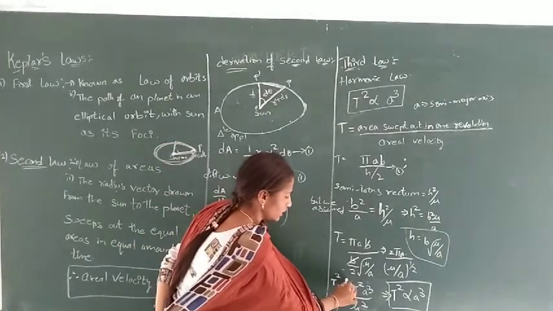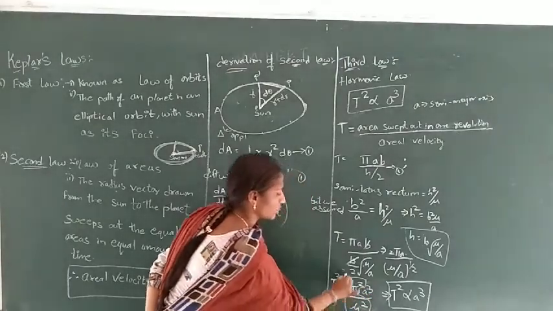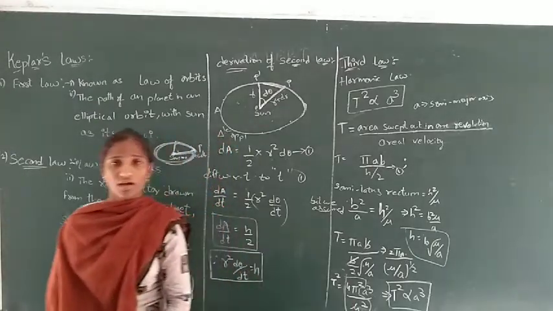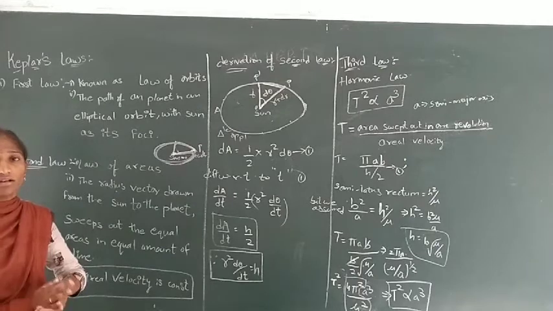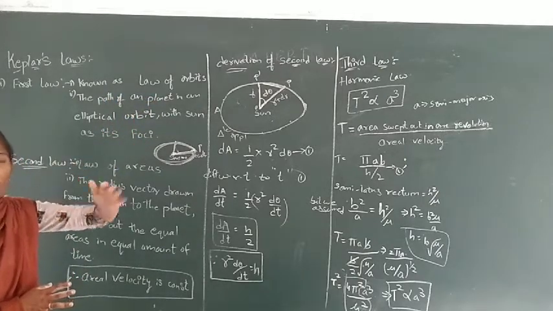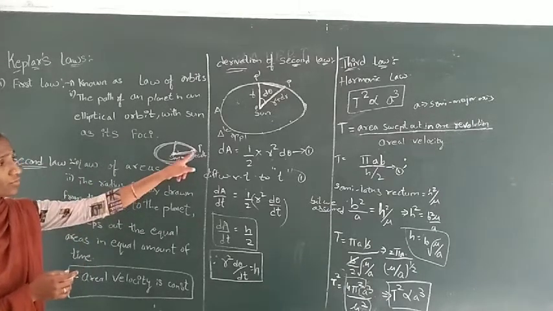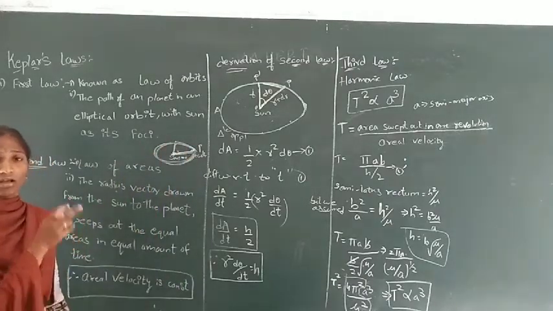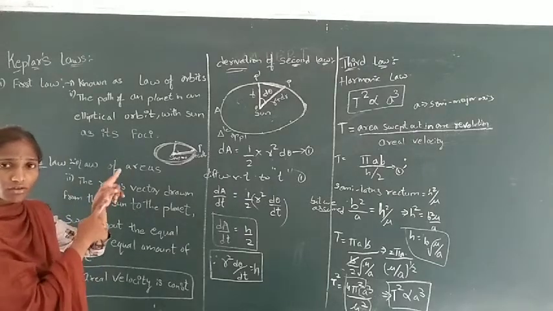So if we term 4 pi square by mu as a constant, then we can write directly that T square is directly proportional to a cube. Once again, listen carefully. The first law is the law of orbits, which explains the path of a planet: a planet revolves around the sun, with the sun as its center, in an elliptical orbit. So it purely explains the path of a planet.